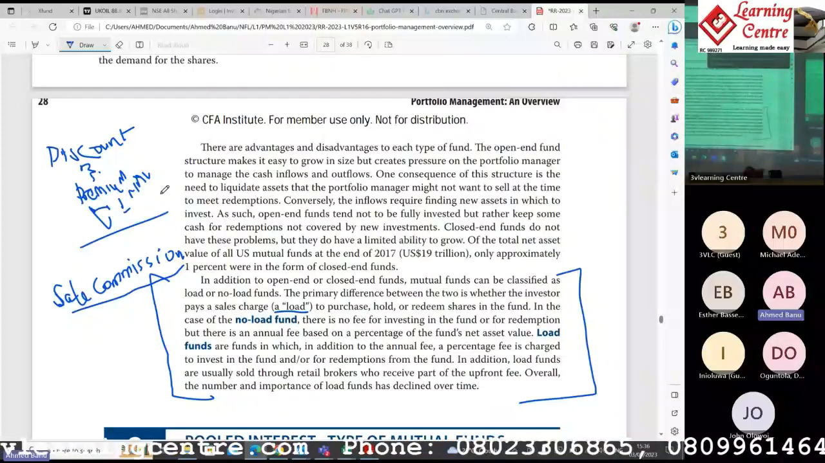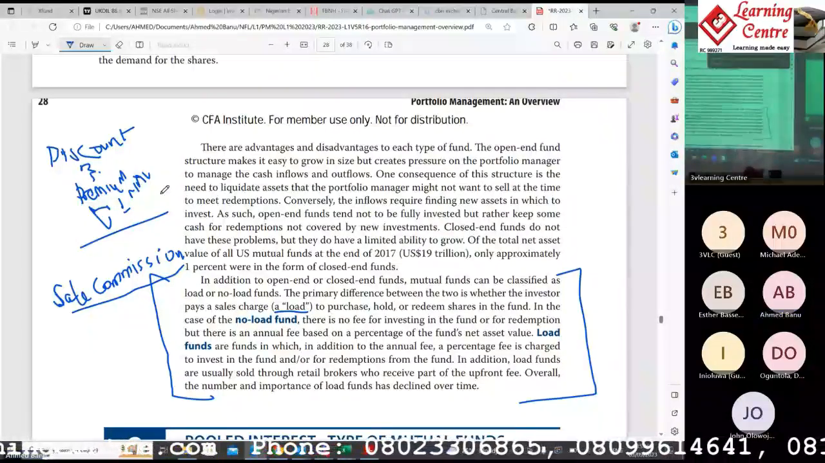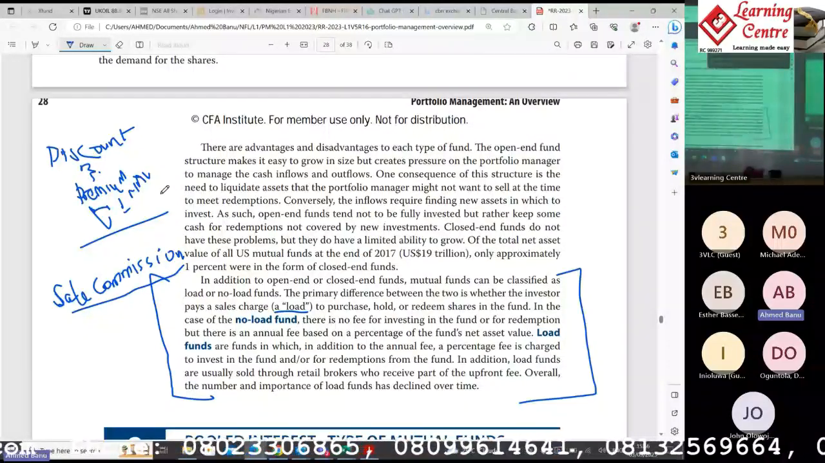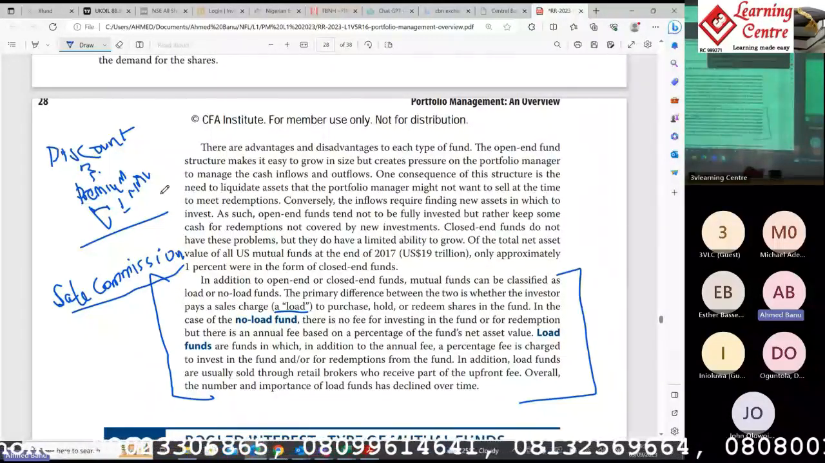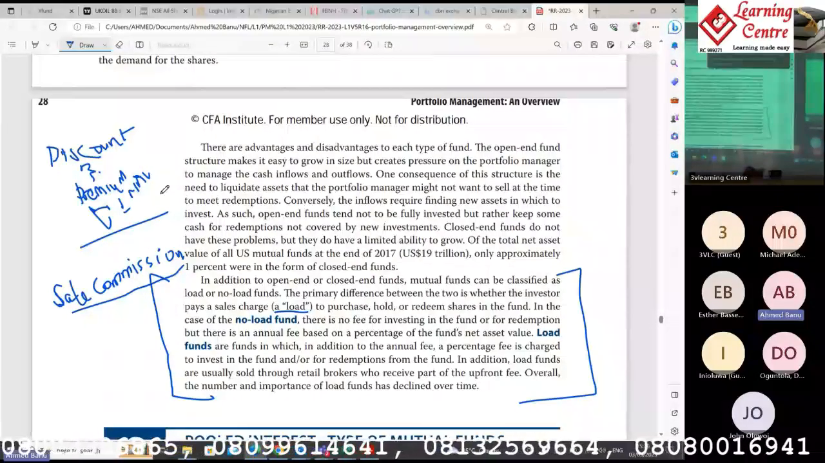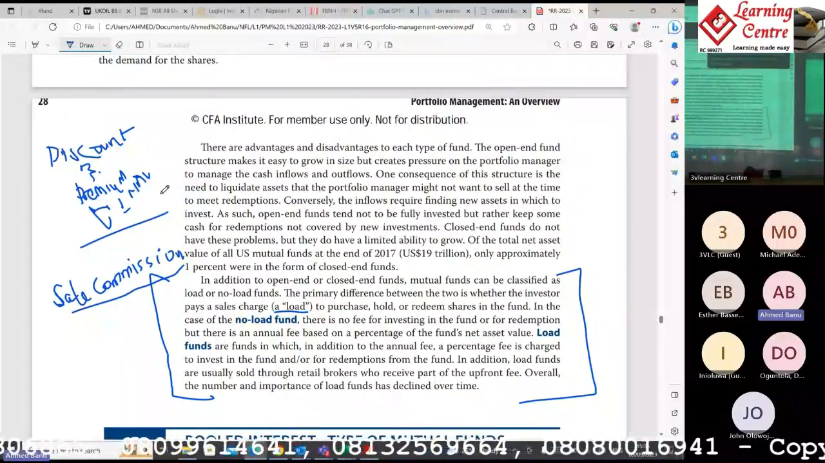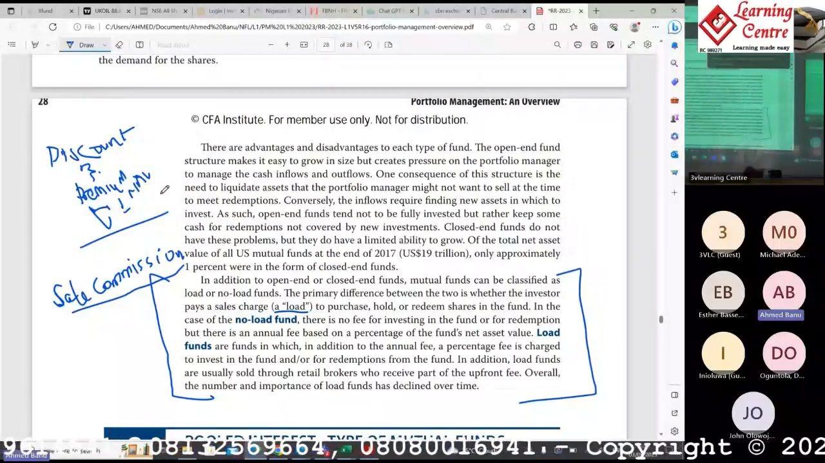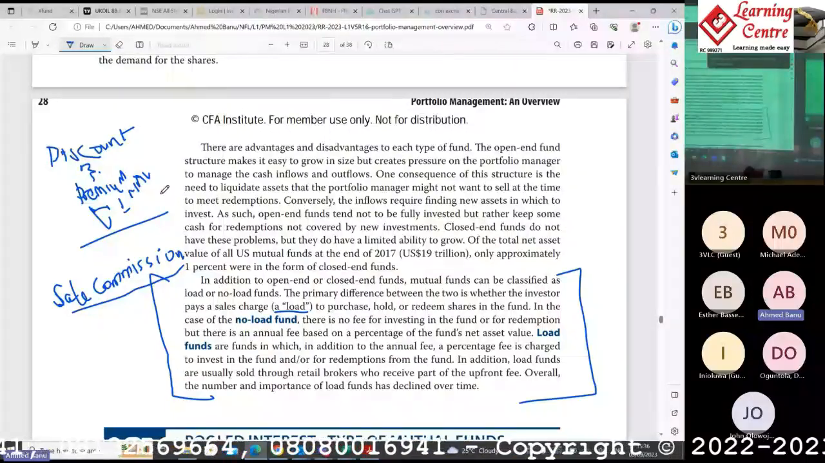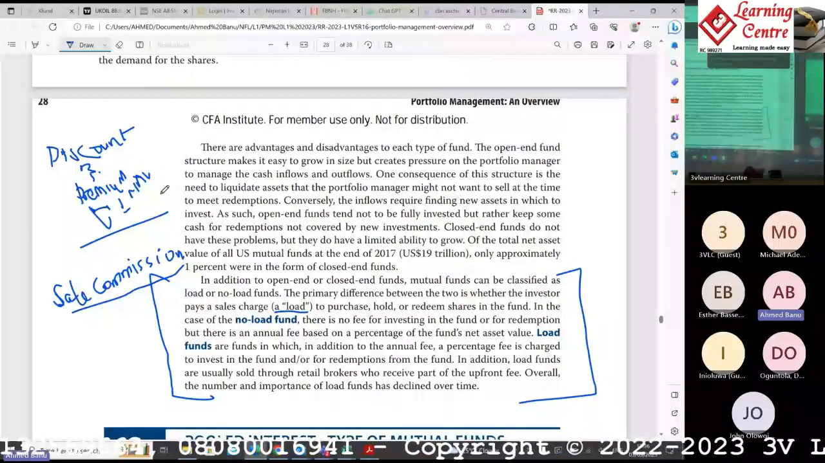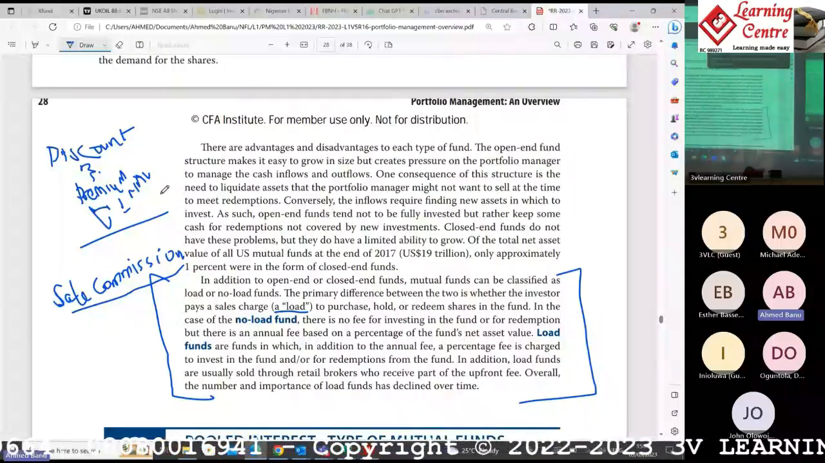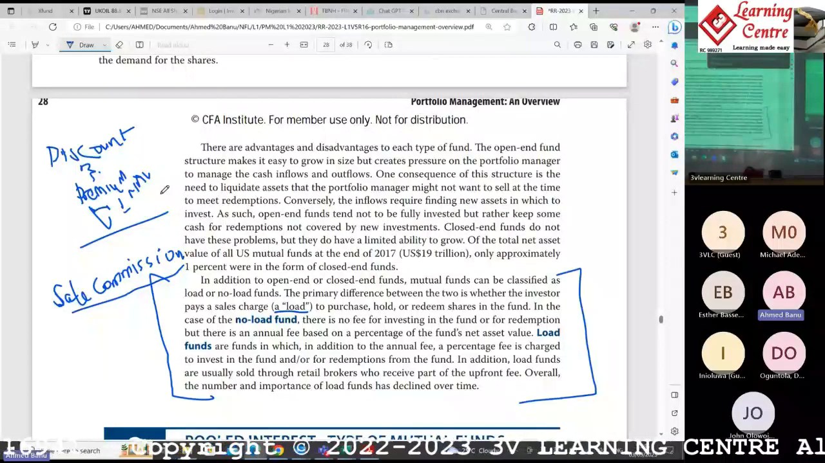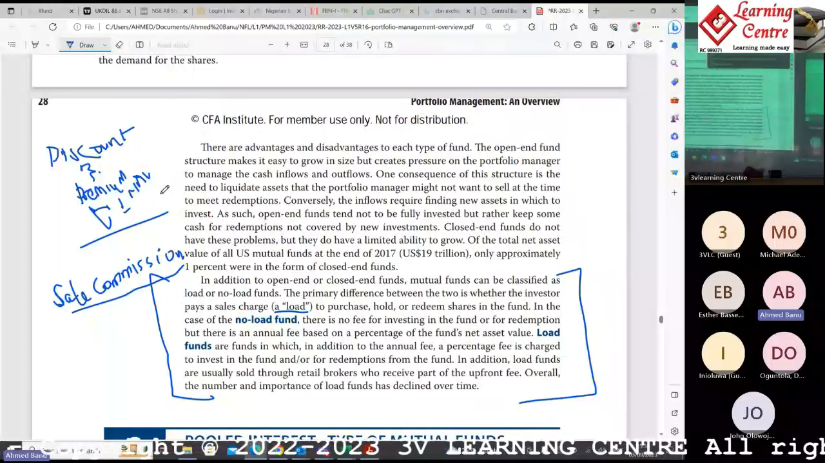Now, at the point of you redeeming your units, meaning taking back your money, selling the units back to the fund manager to get back your money, you also pay a commission. That commission is called back end load. So some mutual funds have front end load and back end load, while some have only back end load, while some have only front end load. So that is the commission that you pay the agents.